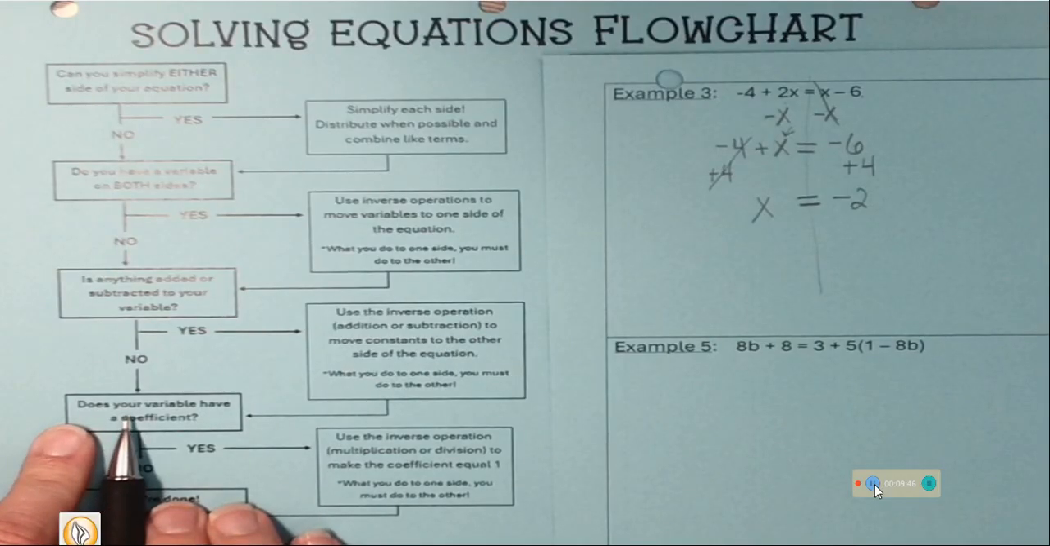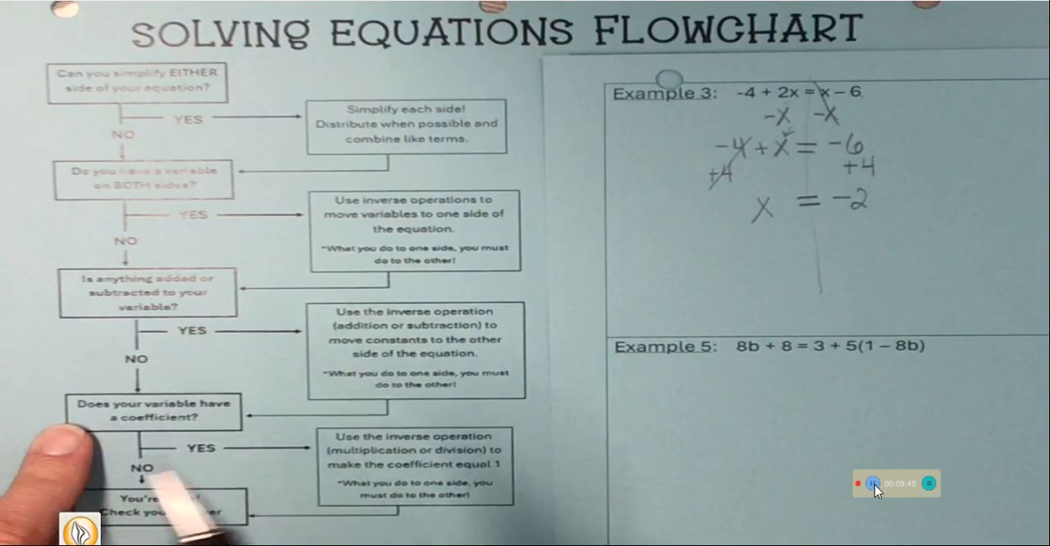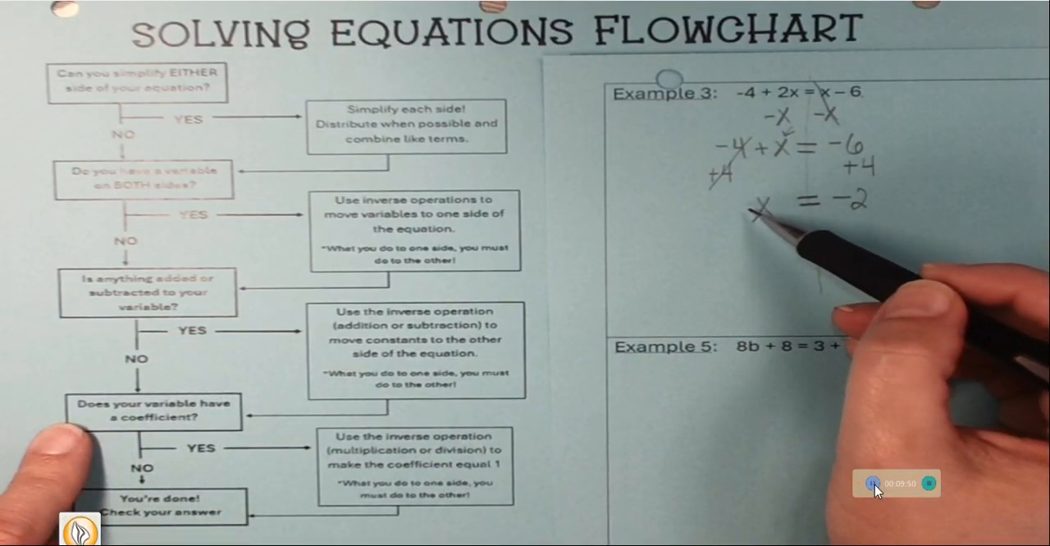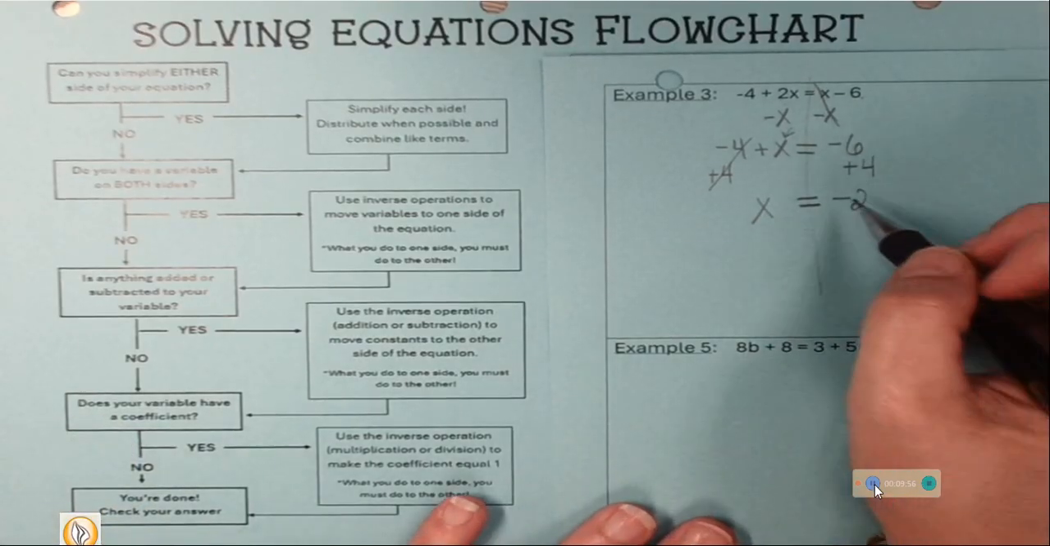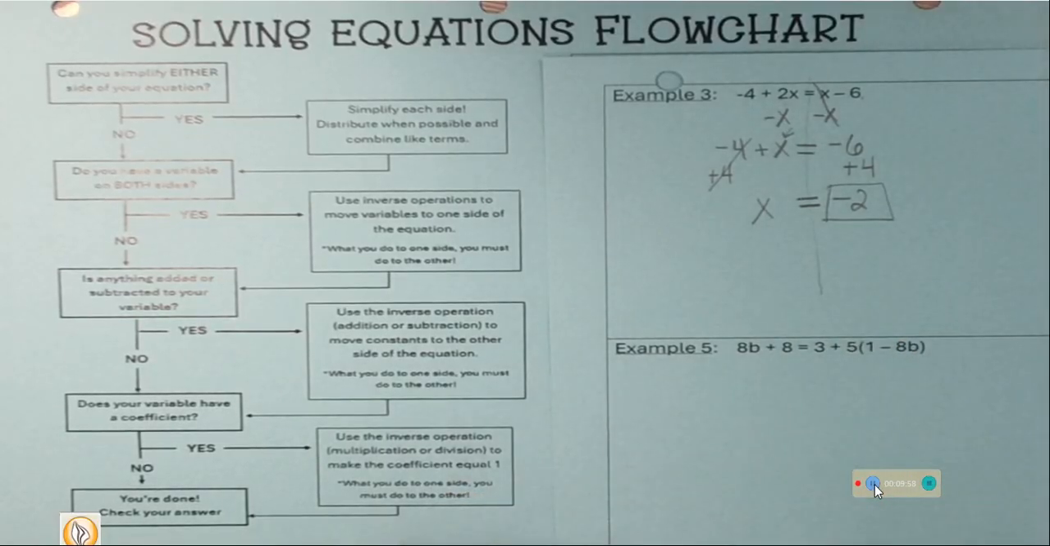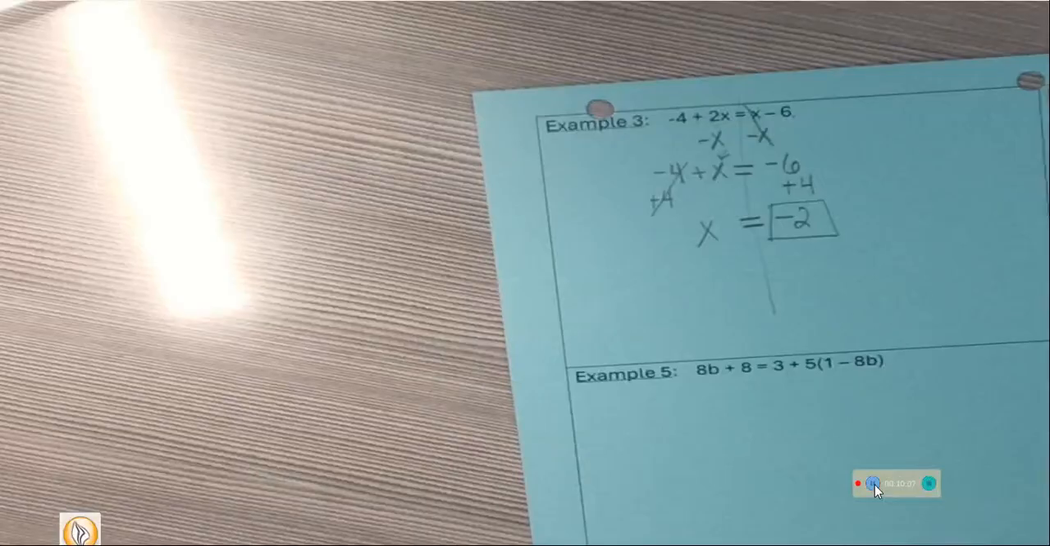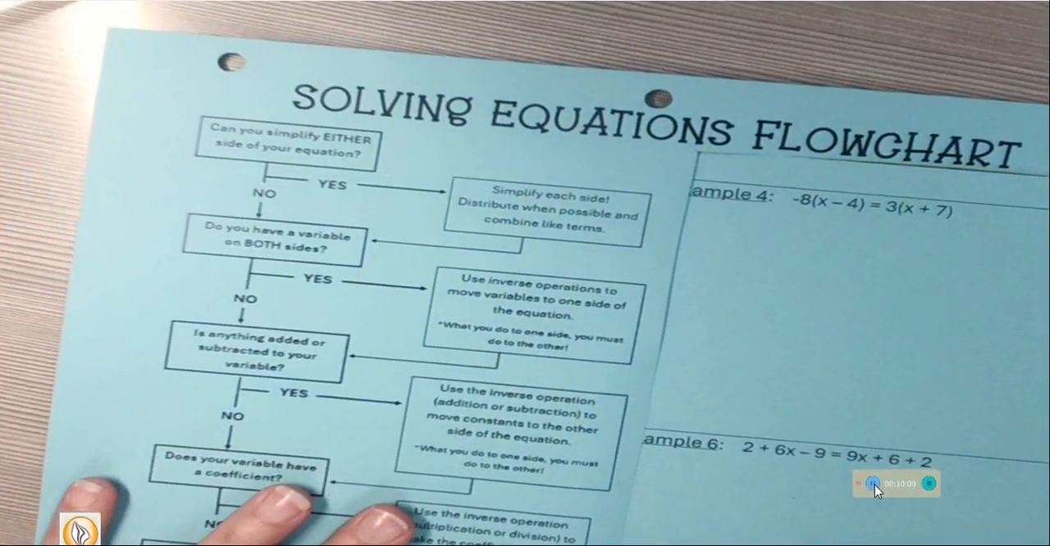Does your variable have a coefficient? Technically, what is it? 1, which is what we want. So do you have a coefficient that you need to get rid of? Nope, you're done. That's your answer. And of course, you can check it by plugging it back in to the left side and the right side of the equation and making sure they match up. All right, so now let's do example 4.